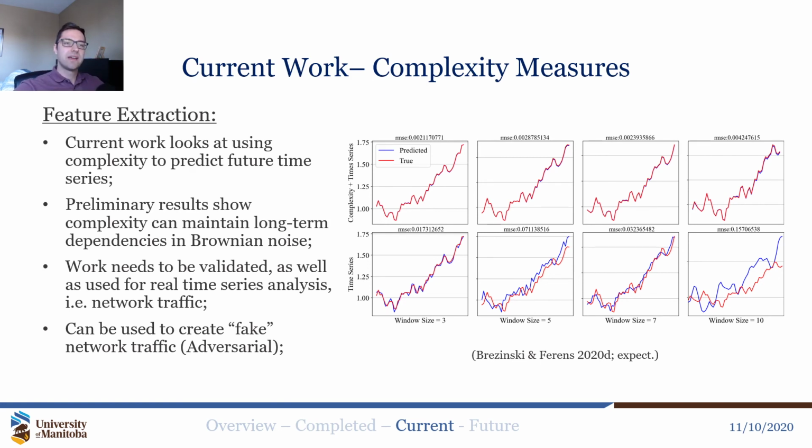I show this through a series of plots here, where the top row is complexity in time series, and the bottom row of images is simply time series. On the x-axis, we have different window sizes. These window sizes correspond to, if I'm making a prediction of what a future point is going to be, do I look at the last 3 points? Do I look at the last 5 points? The last 7 points? Or do I look at the last 10 points in order to make that prediction?